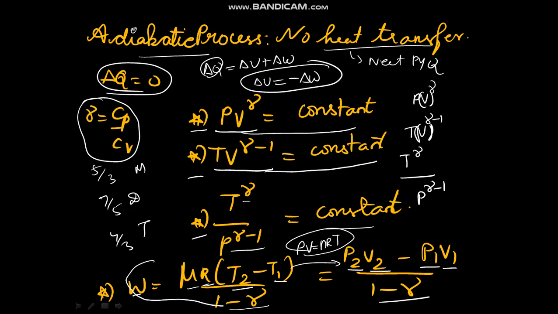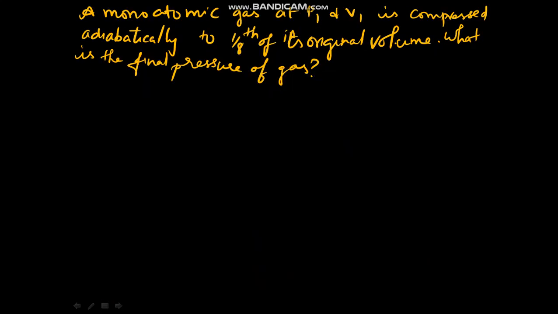These formulas you must remember because it is a previous year AIPMT question. So here these four formulas you must remember. PV gamma, TV gamma minus 1, then T gamma divided by P gamma minus 1, all are constant. Then work done in adiabatic processes, nR (T2 minus T1) divided by 1 minus gamma, that is equal to (P2 V2 minus P1 V1) divided by 1 minus gamma.